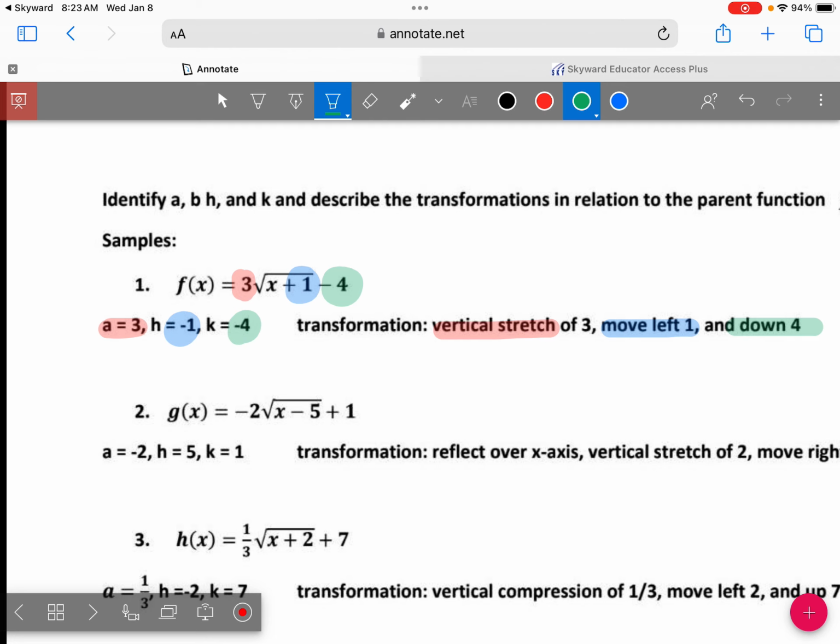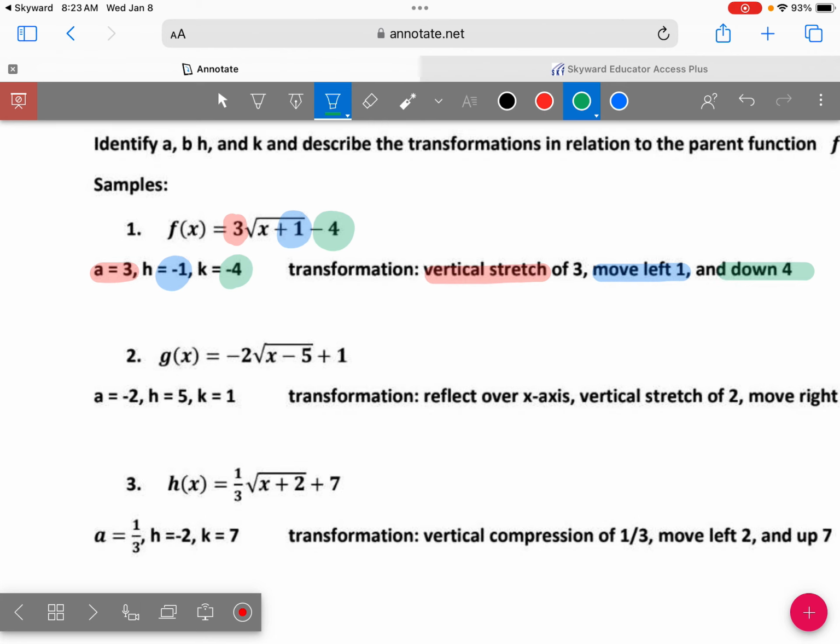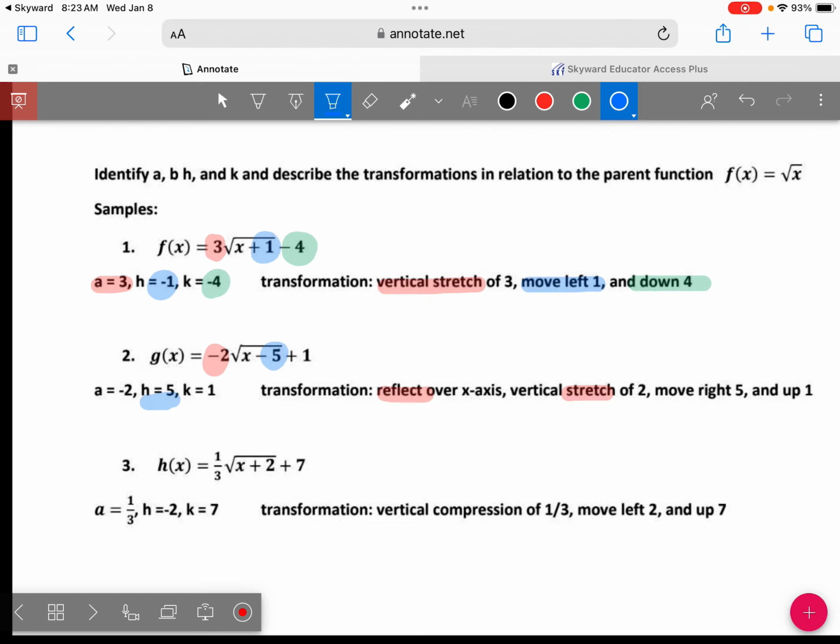For this next example, we can see that A is a -2. So because it's negative, it reflected down. And because 2 is bigger than 1, it also stretched. The H value is not -5, it's +5, and that's why it said it moved to the right. And the K value is +1, which is going to move it up.